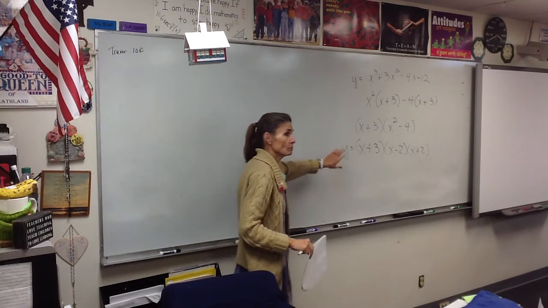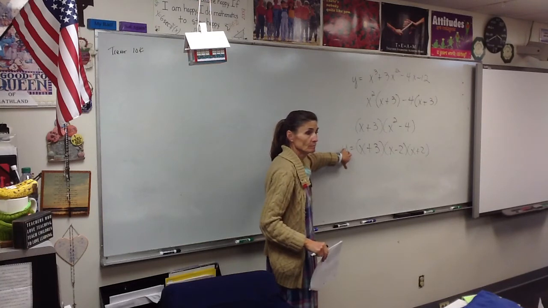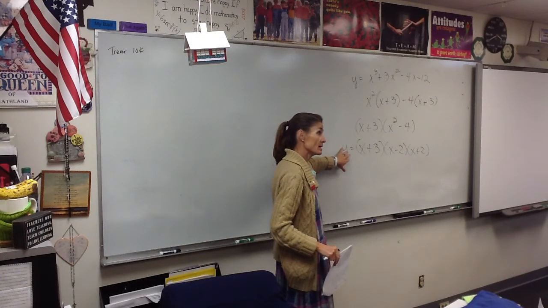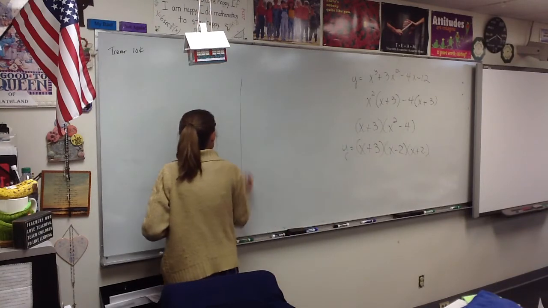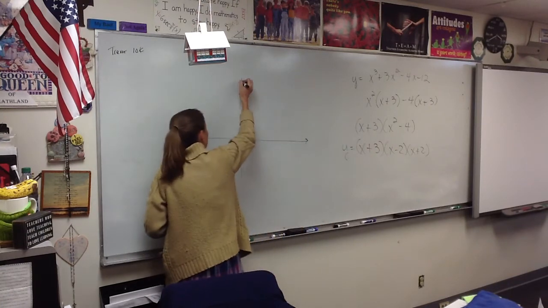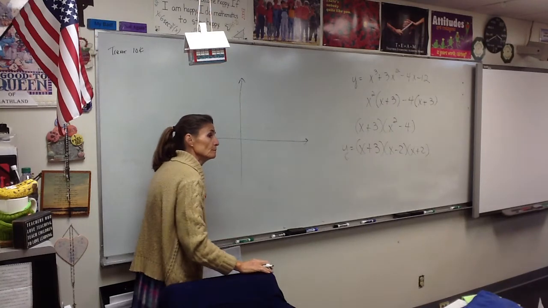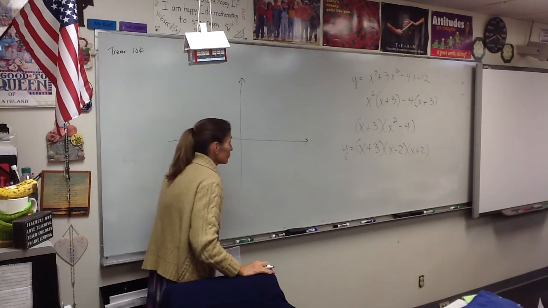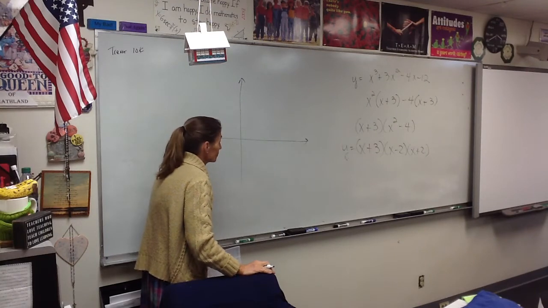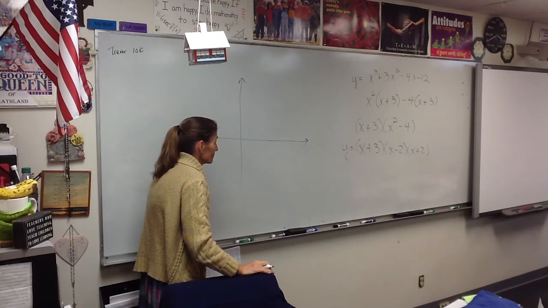Anybody have an issue getting it here? Because if you can't get it factored, you can't sketch it. Okay, but now it's factored, so now we can sketch. So Moses, what do I do? You gotta do, so it's a third degree, so it's down and up, it's minus 3, plus 2, it's minus 2.